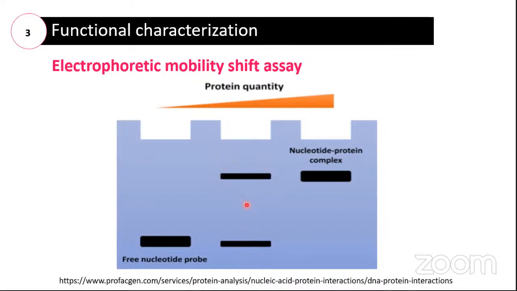The reason it's shifted in that direction is that the formation of a complex results in a larger molecule, which will then be retarded more in the gel, causing a shift. And if you look at the third lane, this would be typical of when the protein binds all the DNA present in the sample, and there would only be one band at the higher complex.